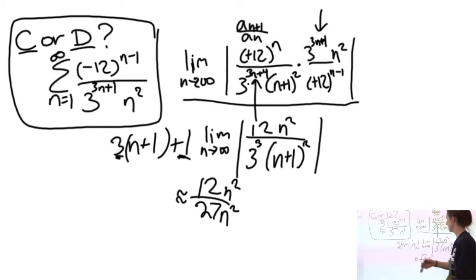Never forget your limits. Really do nice notation. I just have a small amount of room. And then you know that this goes to 12 over 27, which is less than 1, and that means it converges. So we know then that it converges by the ratio test, and that's it.